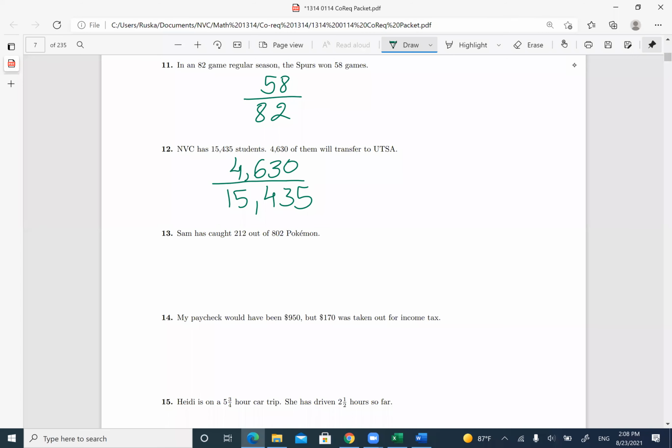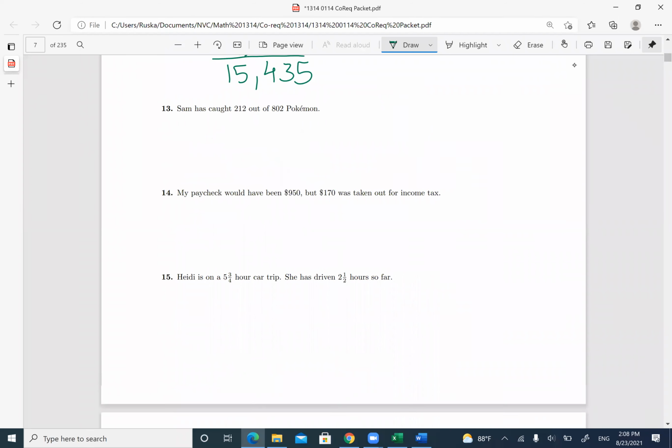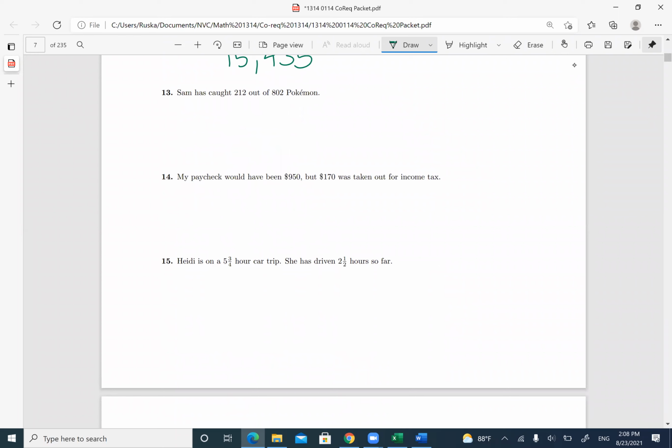So going to the next one, we have number 13. Sam has caught 212 out of 802 Pokemons. So what is the whole, what is the part?